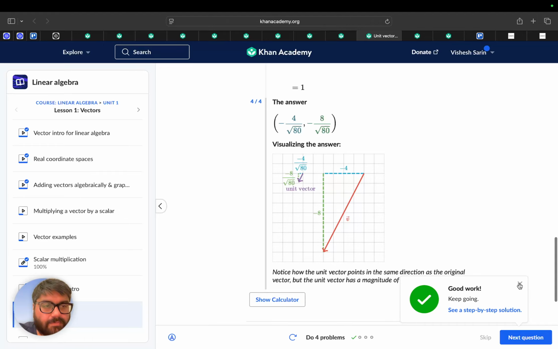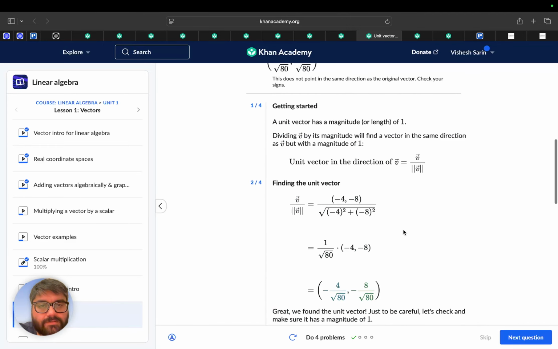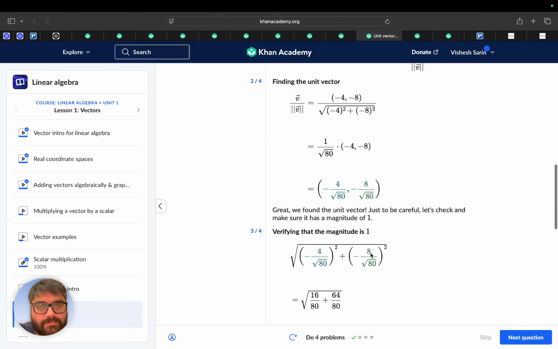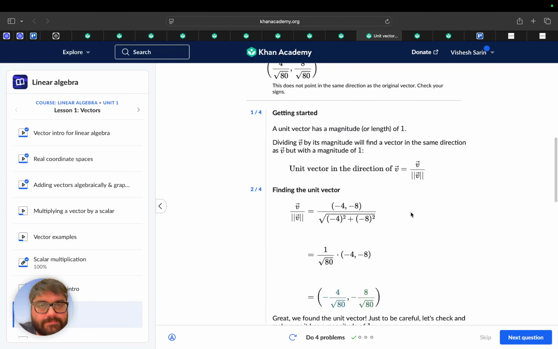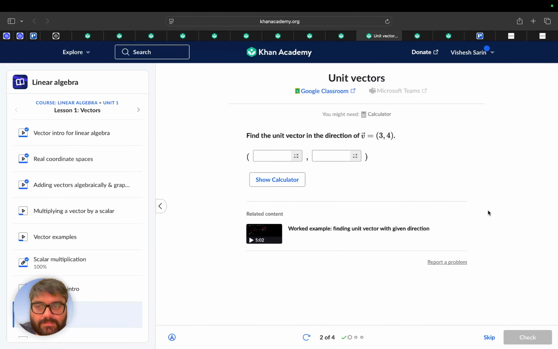I'm going to see the step-by-step solution. Make sure I'm right. Yeah, just the square root of the sum of squares, the L2 norm. I keep calling it magnitude, but that's very specifically the L2 norm or Euclidean norm. We already did that. Find the unit vector in the direction of 3, 4.